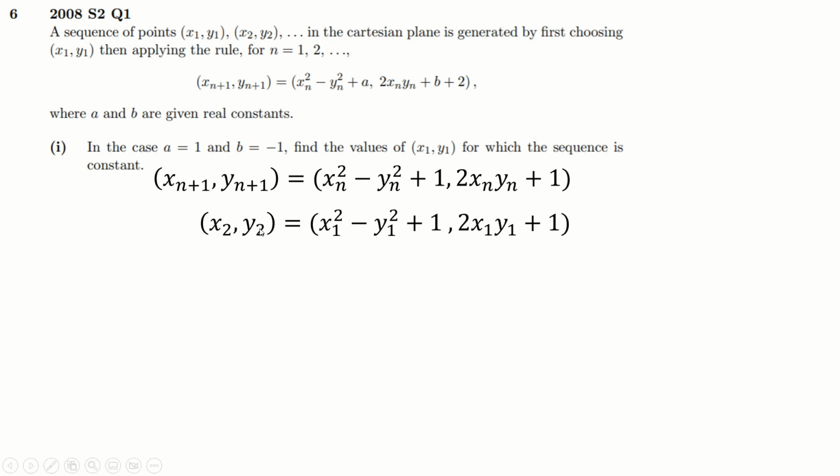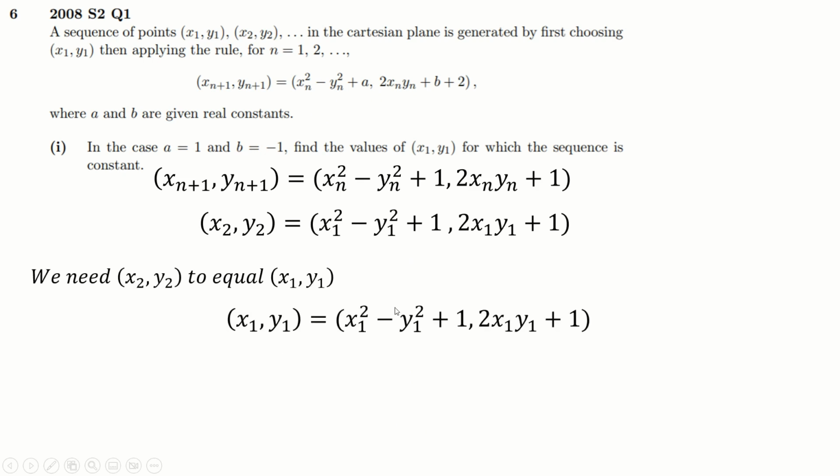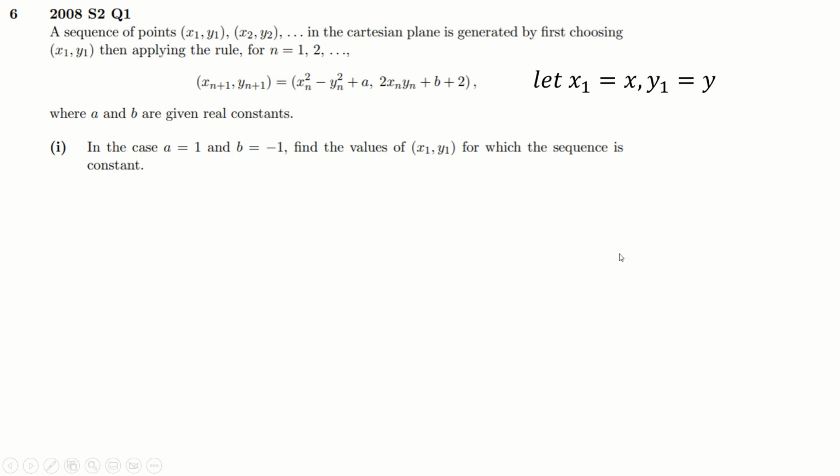Well, x2, y2 is just what happens when you put in the first terms. But we need this to be x1, y1. So therefore, we need x1 to be this stuff, and we need y1 to be this stuff. So we can put that down, and we'll just solve these two simultaneous equations for x1 and y1. At this point, I'm going to let x1 equal x and y1 equal y, just because it's annoying to type all those subscripts into PowerPoint. So I'm just going to pretend we're doing x and y, but at the end, I'll hopefully write it correctly.